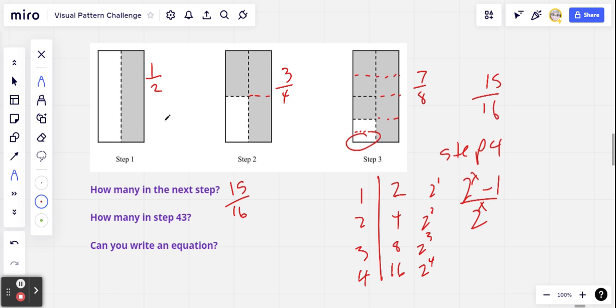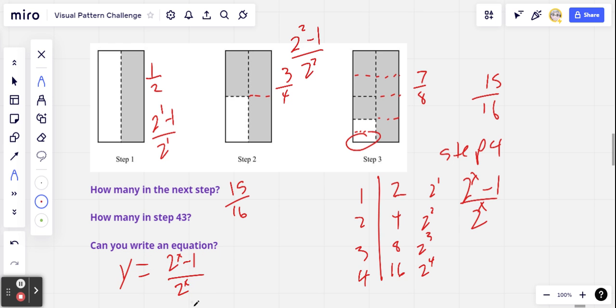I mean, you could try plugging this in. 2 to the x minus 1, so 2 to the 1 minus 1 over 2 to the 1. That would be 2 minus 1, that's 1 on the top, over 2 to the first, that's 2 on the bottom, 1/2. Here we'd have 2 to the second minus 1 over 2 to the second, that's 4 minus 1, 3 over 4, and so on. So I think our equation here is y equals 2 to the x minus 1 over 2 to the x.